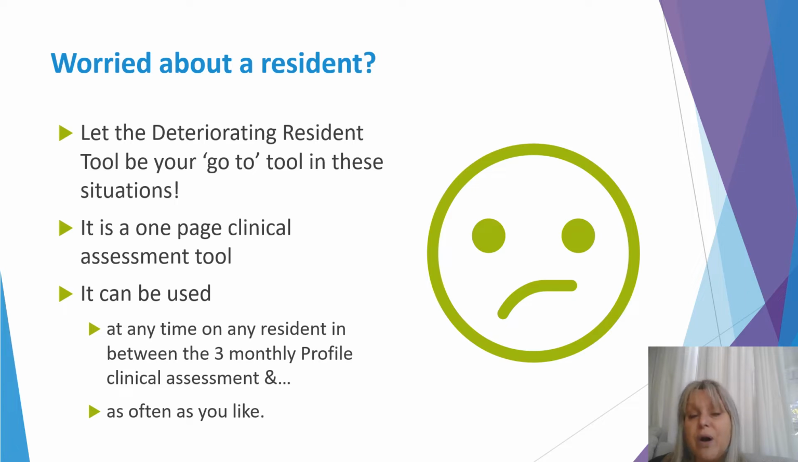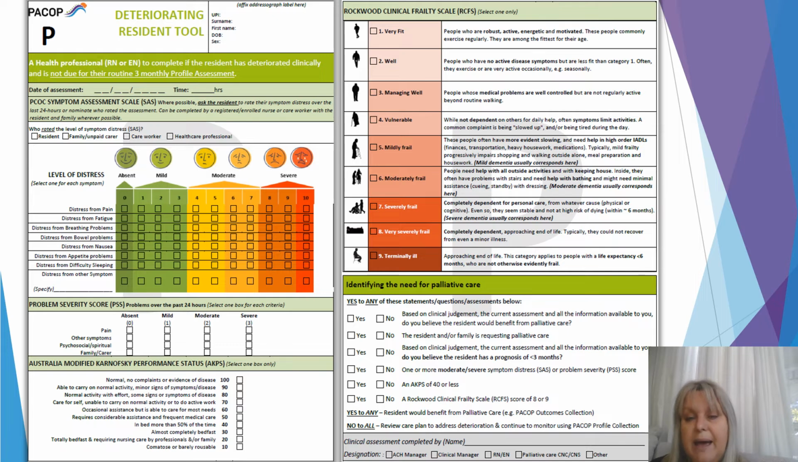So within the profile collection, you have your three-part clinical assessment tool, which is done every 3 months. And then this DRT can be done at any time and as often as you like on any resident. It's a one-page tool. You'll see it on the screen at the moment. It is front and back, one sheet, very simple to use. You'll see that it has all the same assessments that are on your three-part clinical assessment 3-monthly form, plus a little section at the end, which is some questions to help identify whether this resident would benefit from palliative care.